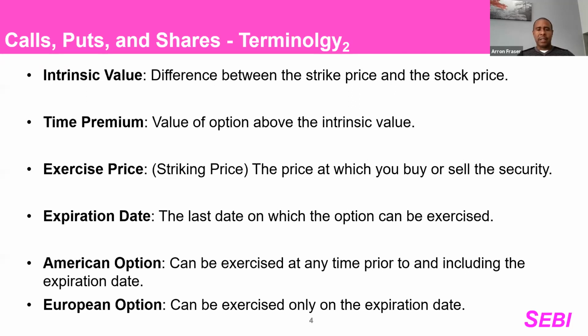There's an expiration date. That's the last date on which the option could be exercised. For example, if you have a 3 month option, you bought it today and it expires 3 months from now, on let's say the 4th of May, then the expiration date would be the 4th of May. Right? And as I explained just now, an American option can be exercised at any time prior to or including the expiration date, while a European option can only be exercised on the specified expiration date.